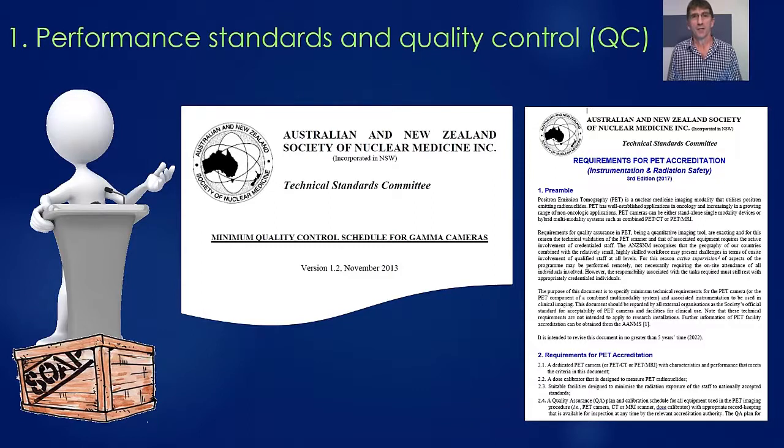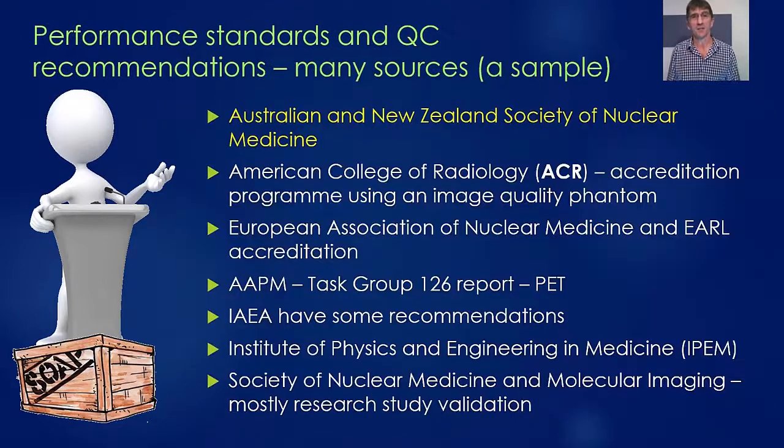Now, the ANZ Society has some guidelines on these for minimum quality control schedule, for example, for cameras and the requirements for PET accreditation. But there are other agencies which do have requirements as well, or recommendations. It's just a sample of them. The one I did want to point out was the American College of Radiology one, because I'm going to talk a little bit about that in the quality control phantom. But there are a number around. Some are more oriented towards research than towards routine clinical practice.